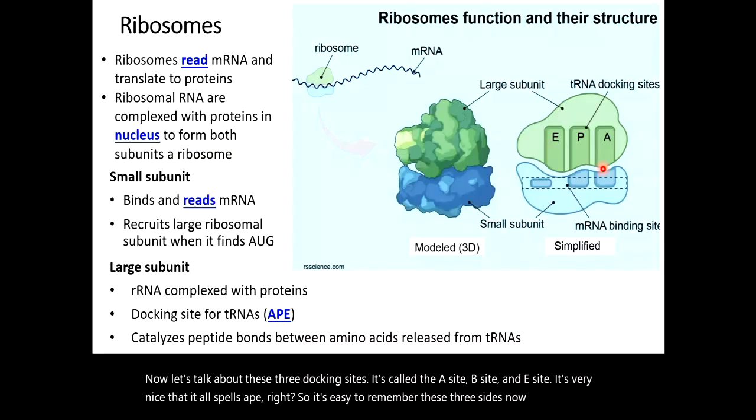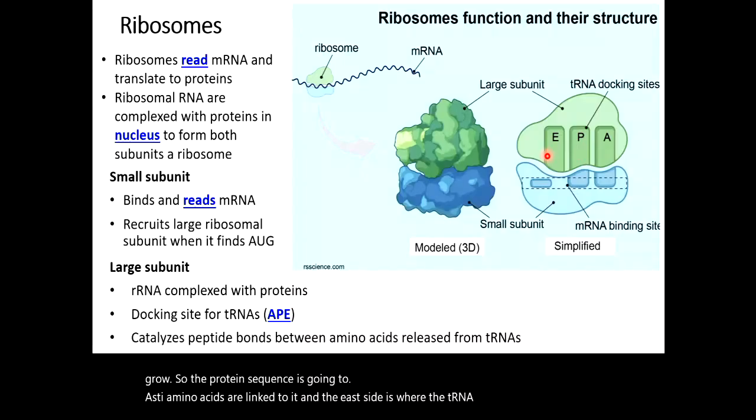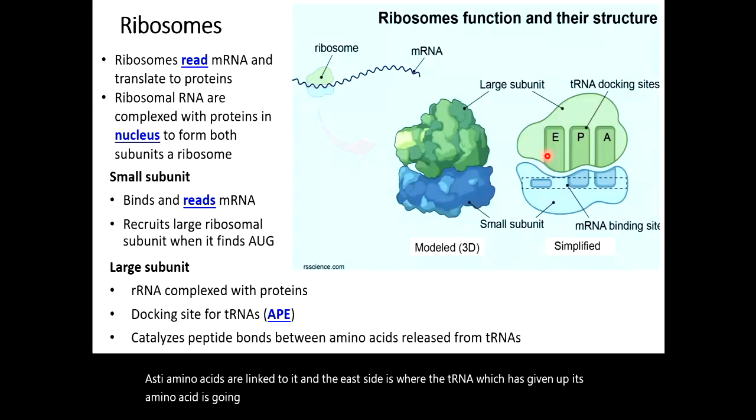Now each of these has a functional relevance. The A site is where the tRNA is going to arrive with the amino acid linked to it. So this is the site of arrival. P site is where the polypeptide chain is going to grow. So the protein sequence is going to grow as the amino acids are linked to it. And the E site is where the tRNA, which has given up its amino acid, is going to exit, right? So A for arrival, P for the growth of the protein chain, and E for the exit of the tRNA which has given up its amino acid.